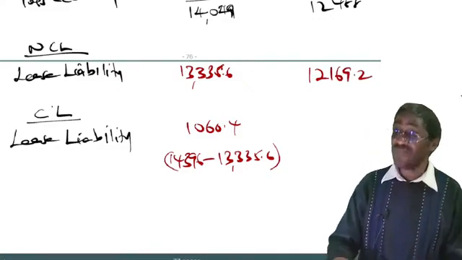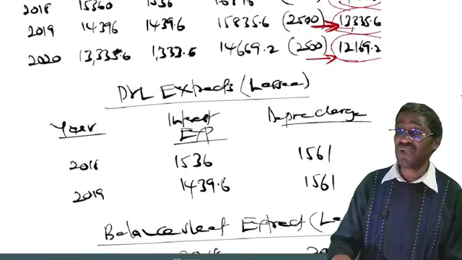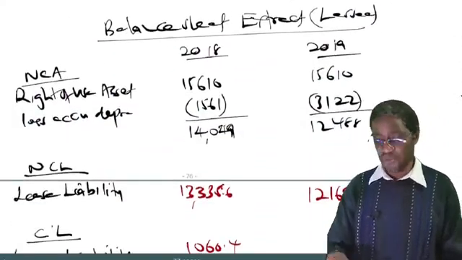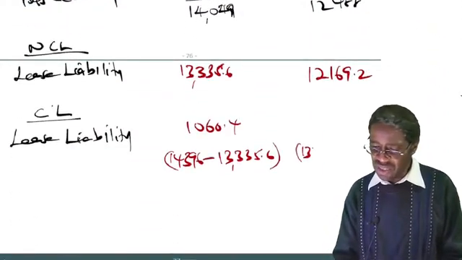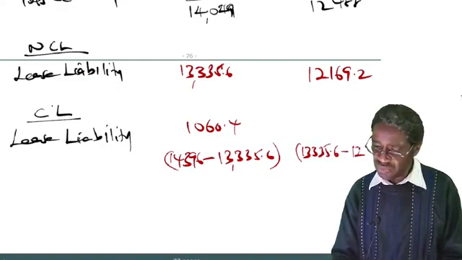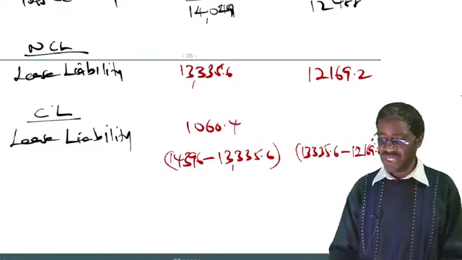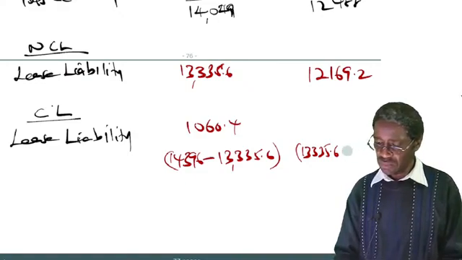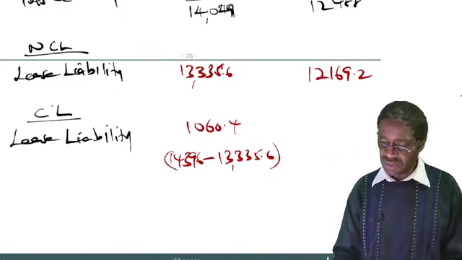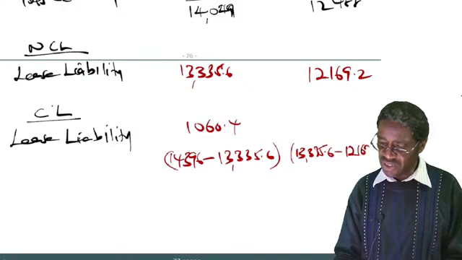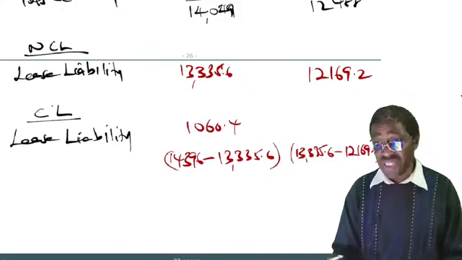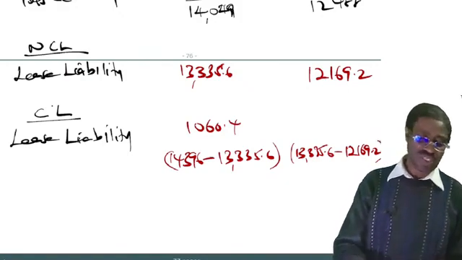The current, I said I minus. What was the current, the liability by end of year 3? 2, sorry, it was 13,335. Good. So to get the current, I take that 13,335.6, I minus that 12,169.2. What do I get? To get the current, I'm taking 13,335.6, I minus the 12,169.2. So whatever difference must be paid within the next 1 year, that's what I take to be the current.